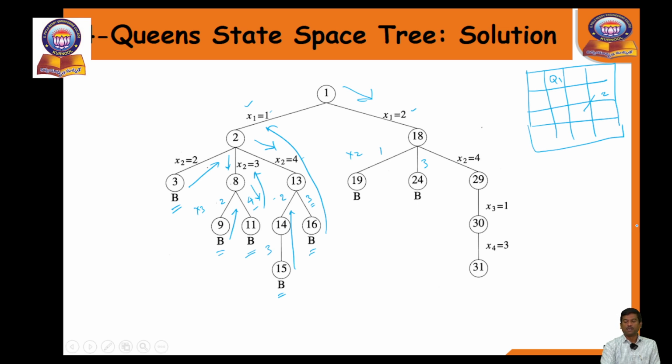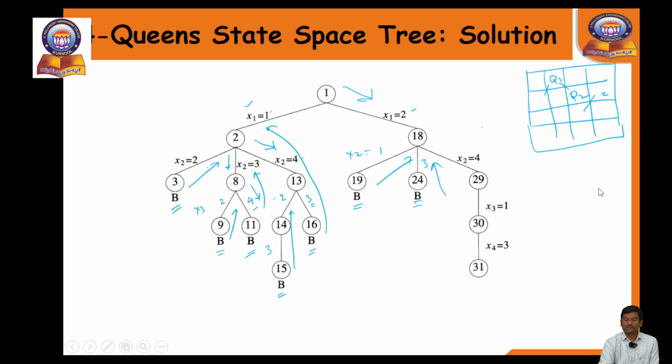What does this mean? Queen 2 can be placed in the second row, first column. If I place queen 2 in the second row and the first column, then these two queens will be under attack. That is how the backtracking concept works: move backwards to the previous level and find whether queen 2 can be placed in the second row, the third column. When you place queen 2 in the second row and the third column, then these two queens will be under attack. That is how the backtrack is implemented. Move backwards and find the other path.